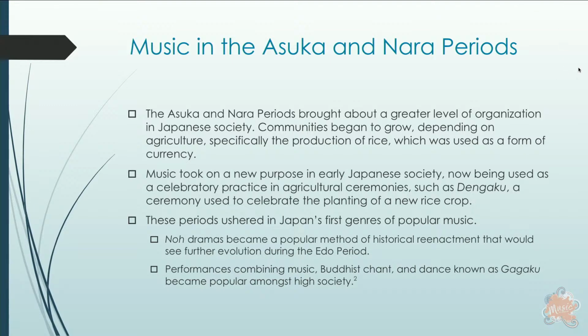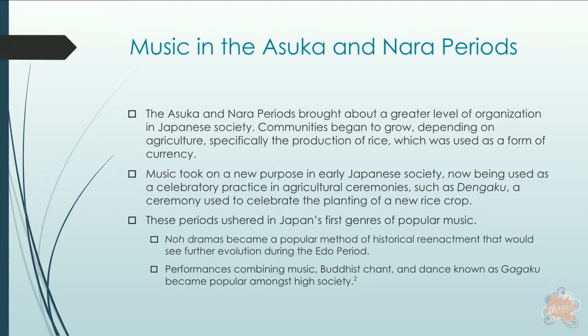the Asuka and Nara periods usually are lumped together. The only major change is just the leadership of that time, switching from one governance to the next. There was a larger level of organization in Japanese society. As I mentioned earlier, we saw an increase in capability of agriculture and farming. The largest crop, of course, being rice, just a mainstay of Japanese food even now.